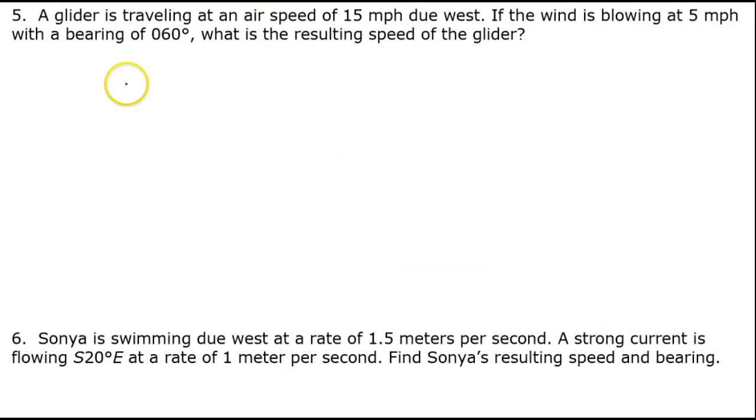Let's do another one. A glider is traveling at an airspeed of 15 miles per hour due west. If the wind is blowing at 5 miles per hour with a bearing of 060 degrees, what is the resulting speed of the glider? And they forgot to ask us for the resulting bearing of the glider as well. So let's just add that on. And bearing.